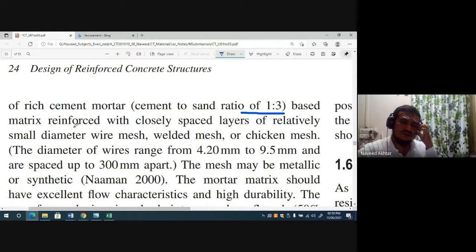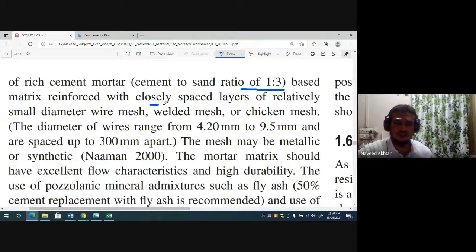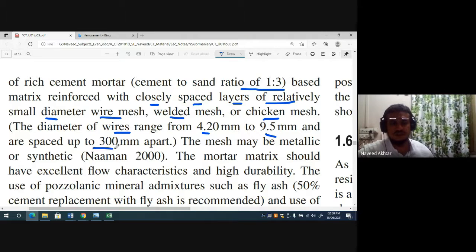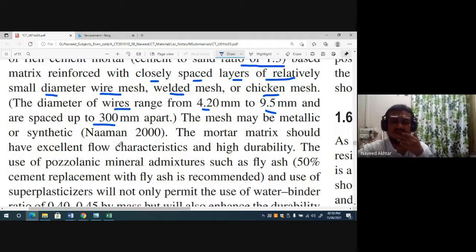Based on matrix reinforcement with the closely spaced layers of relatively small diameter wire mesh, welded mesh, or chicken mesh are used. The diameter of wires ranges from 4.2 to 9.5 mm, very small, and are spaced 300 mm apart. The mesh may be metallic or synthetic.